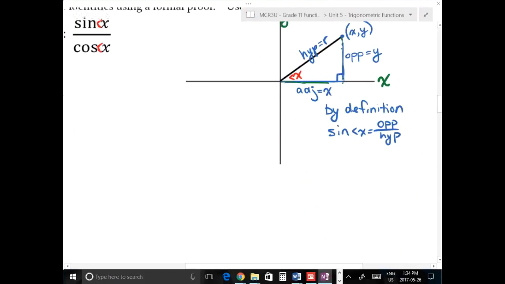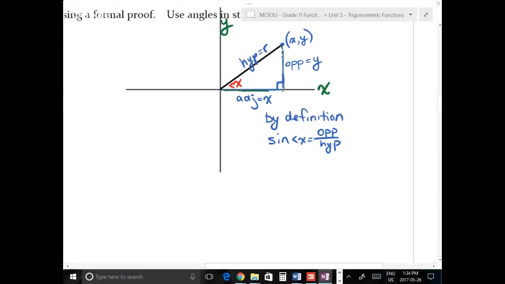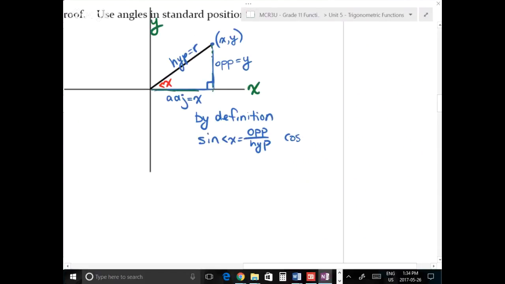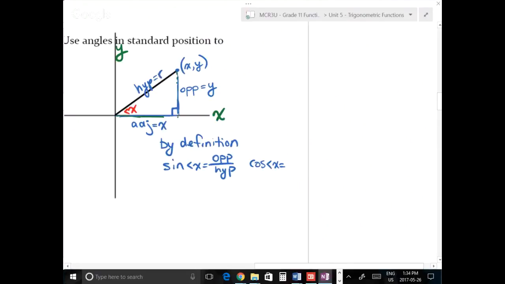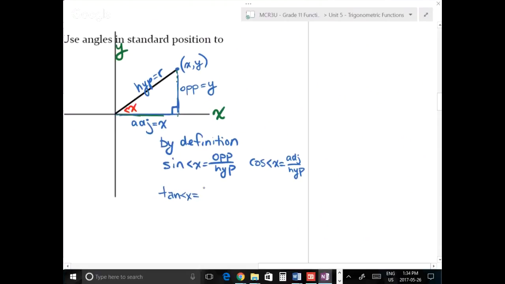What does cosine always equal? What over what? In every case, by definition, sine over height? Opposite over adjacent. That's tangent. What's cosine? Adjacent over hypotenuse. Very good. And the tangent of any angle is always equal to, by definition, opposite over adjacent. Okay.